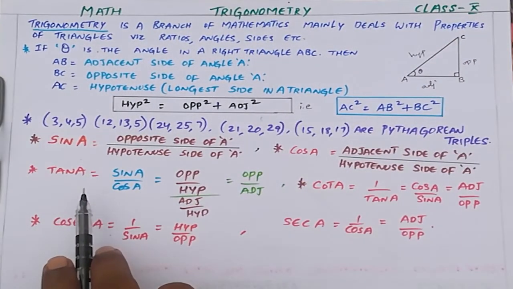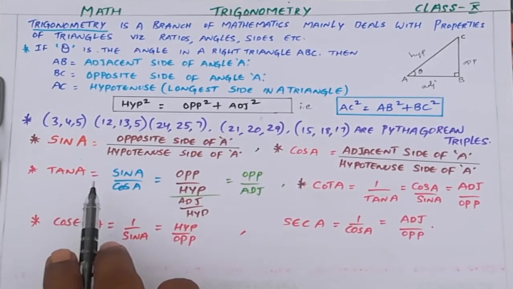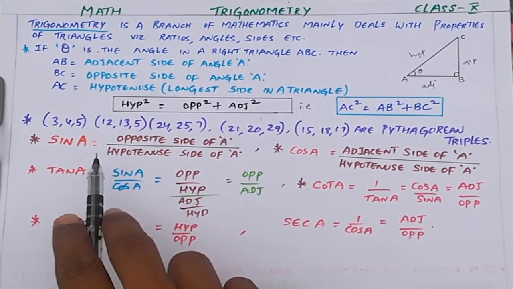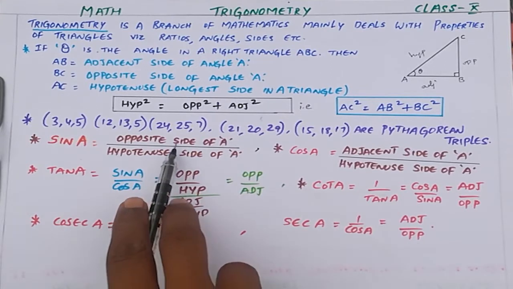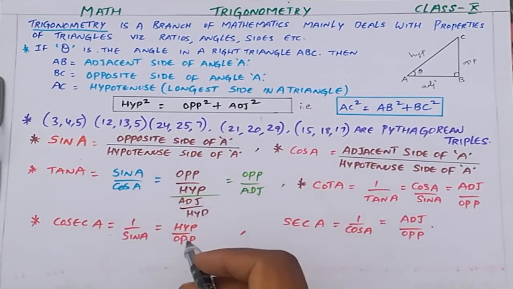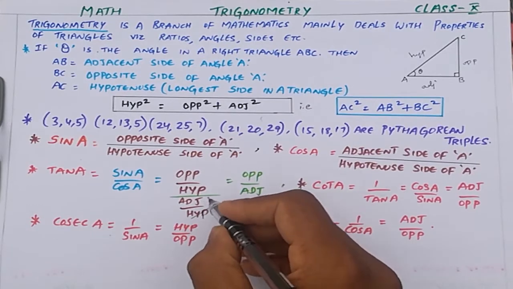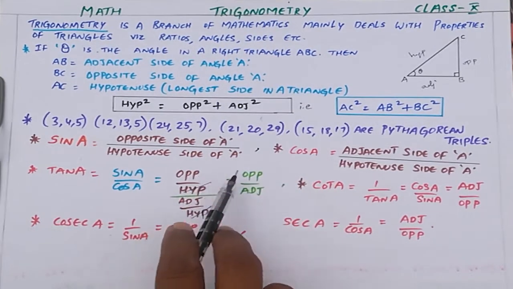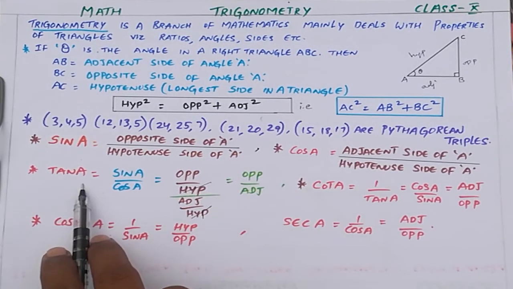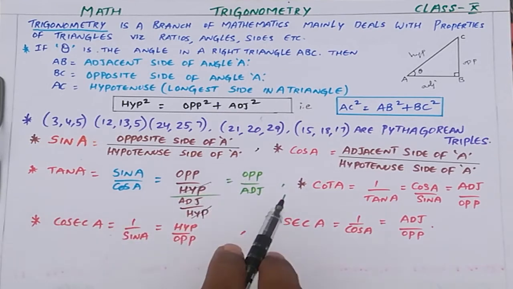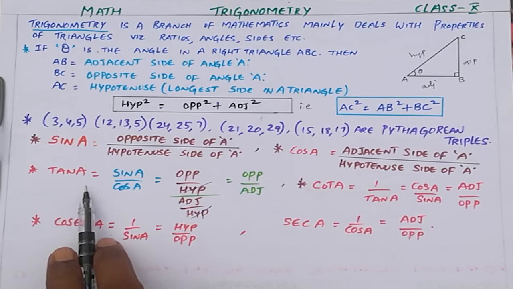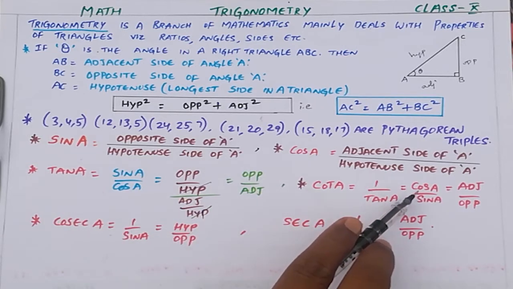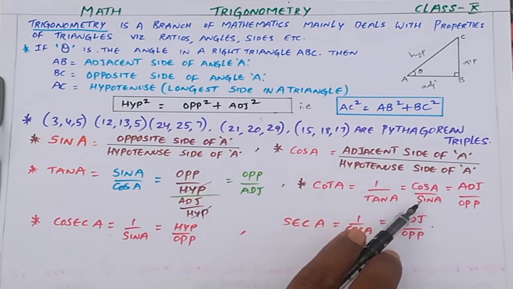Coming to the third one, tan means sin by cos. The ratio of sin of the angle to cos of the angle gives tan. Sin is opposite by hypotenuse, cos is adjacent by hypotenuse, so the hypotenuse cancels and we get opposite by adjacent. So we can remember tan A is opposite by adjacent. And the fourth one, cot A, is the reciprocal of tan A. So 1 by tan A, which is sin by cos converted into the reciprocal, cos by sin.